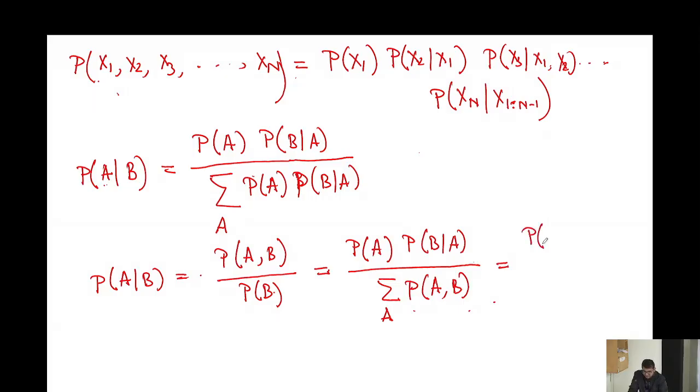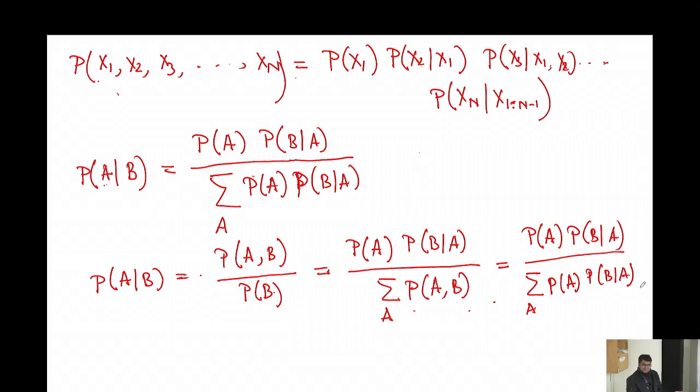So probability of A, probability of B given A, divided by summation over A of probability of A, probability of B given A. So three or four times I just applied this sum and product law, that's all. And no matter what calculation you are doing, it will be application of these two laws. Okay. So this is your Bayes law, which is used quite often, and there are some terminologies here.